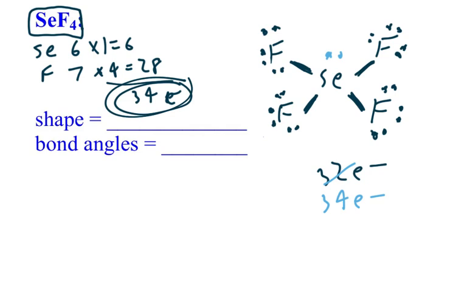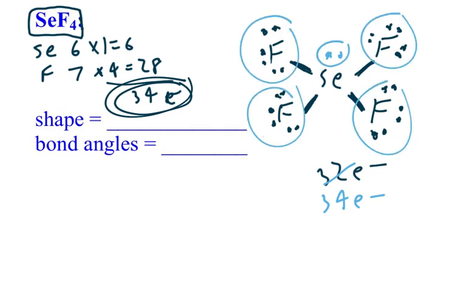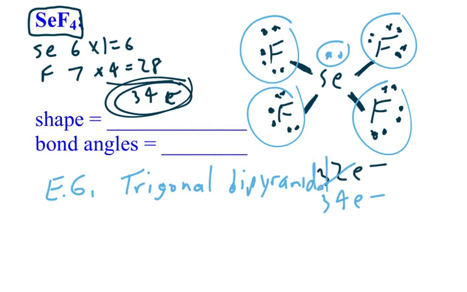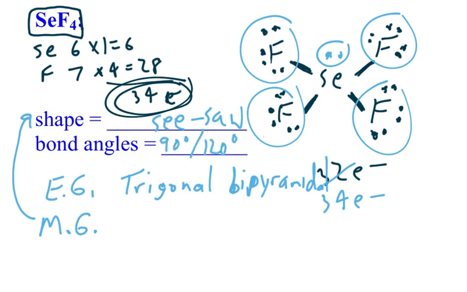If you look carefully, this guy has 5 domains: 1, 2, 3, 4, and here's the 5th. So when you have 5 domains, your electron geometry is trigonal bipyramidal. The actual molecular geometry, the shape, has 4 bonding and 1 non-bonding. We're going to put that right over here. This one is known as seesaw. The angles for trigonal bipyramidal are usually 90 and 120, so you could put that there. So the molecular geometry, which is the shape, would be seesaw.